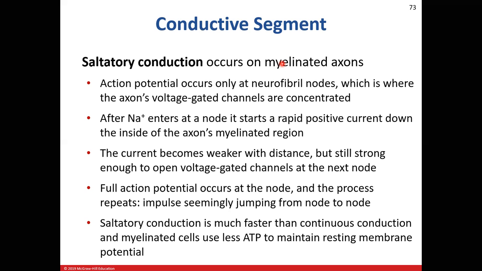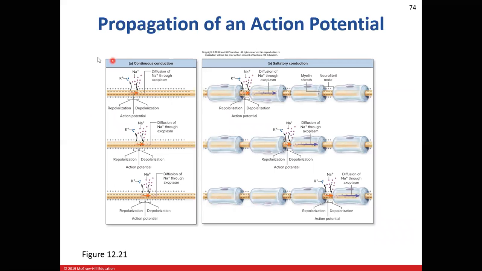And this saltatory conduction then is much faster than continuous conduction, and the myelinated cells actually use less ATP to maintain the resting membrane potential. And so as it moves from one node to the next, it is able to transition itself down the axon at a higher rate of speed. So here we have continuous conduction. Again, we don't have the myelination, so we're literally moving from the next patch of the cell, and we're changing the voltage in that particular area.